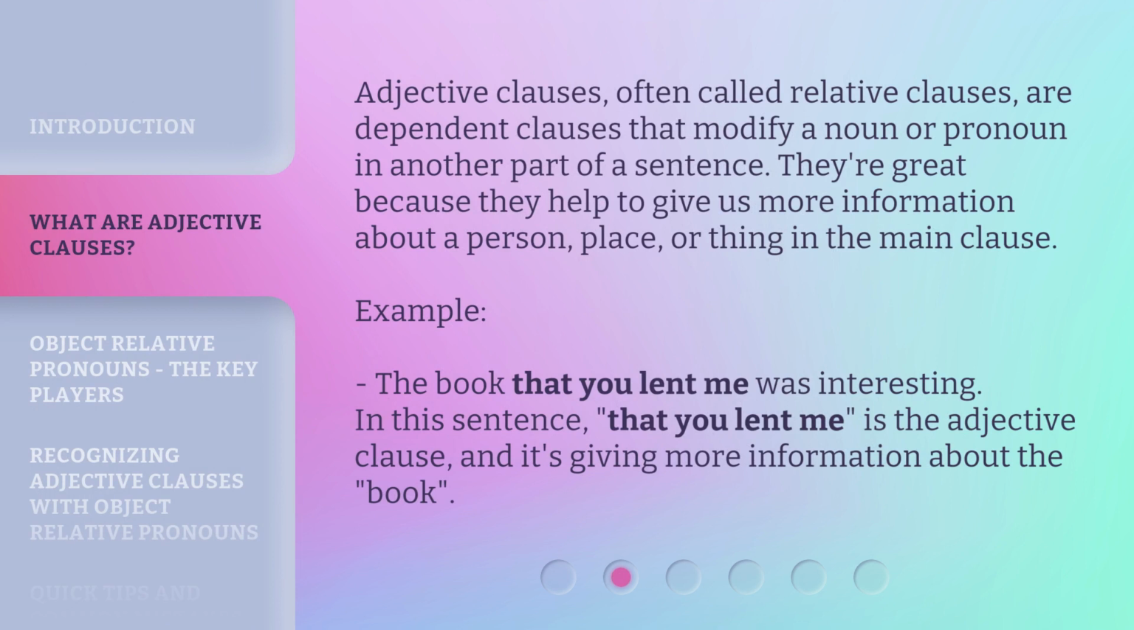Adjective clauses, often called relative clauses, are dependent clauses that modify a noun or pronoun in another part of a sentence. They're great because they help to give us more information about a person, place, or thing in the main clause. Example: the book that you lent me was interesting. In this sentence, that you lent me is the adjective clause, and it's giving more information about the book.